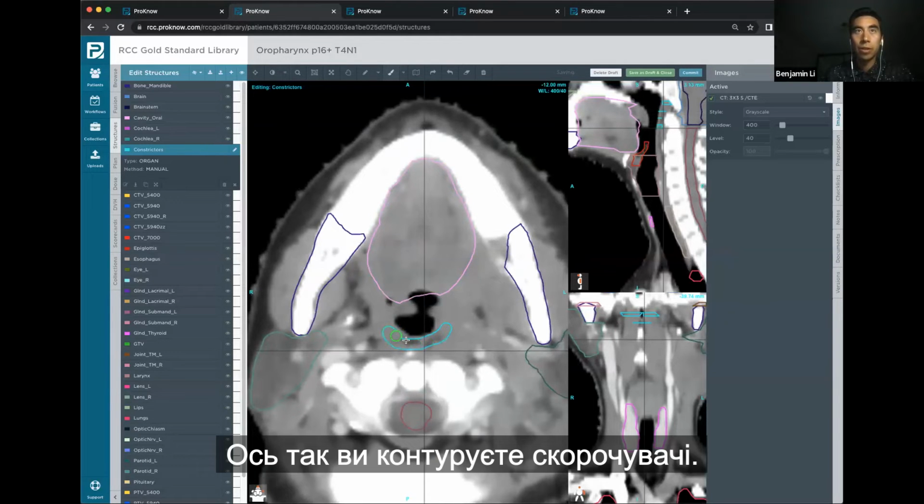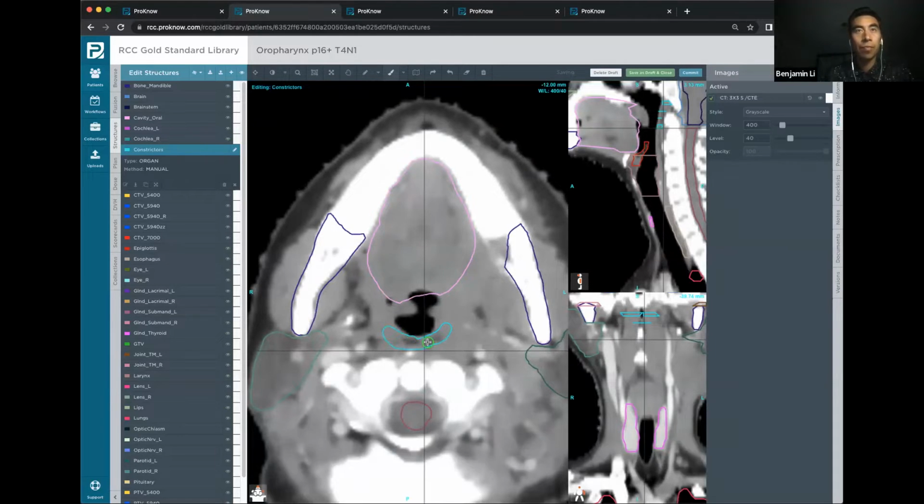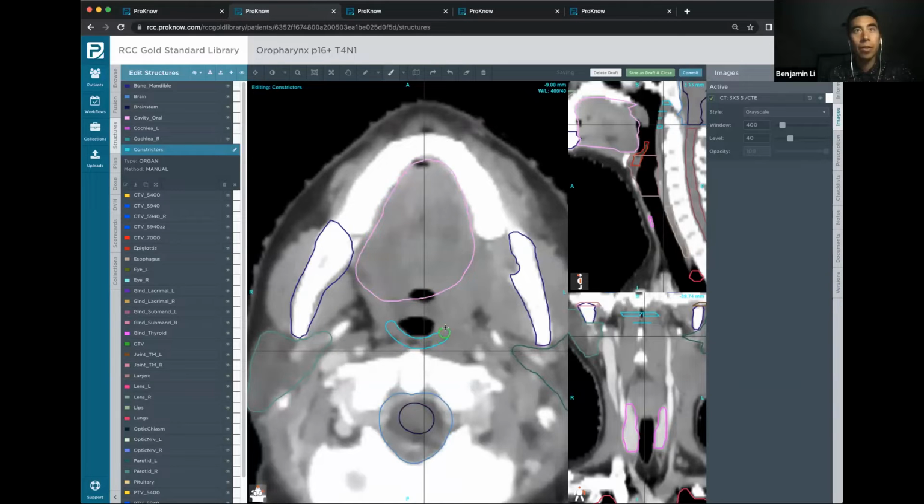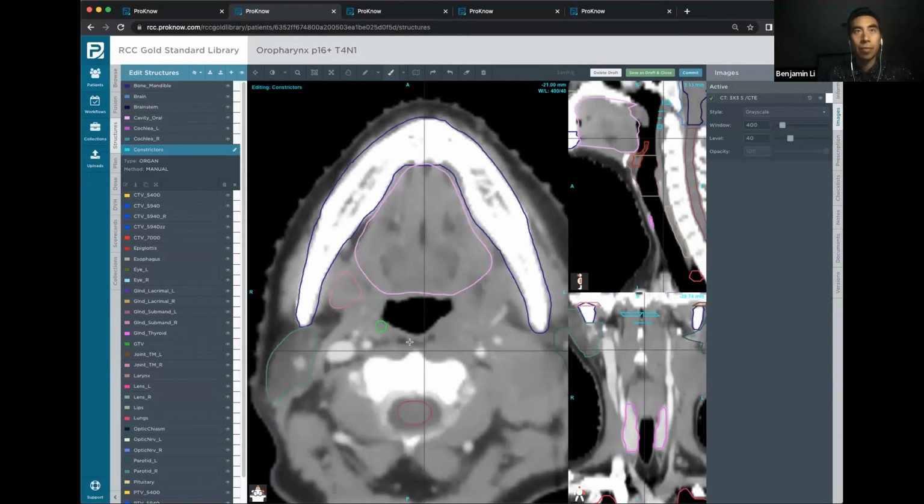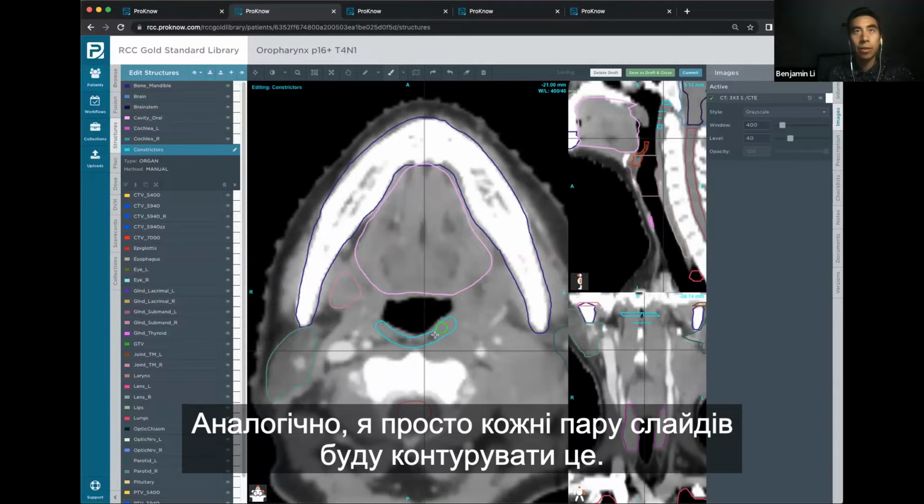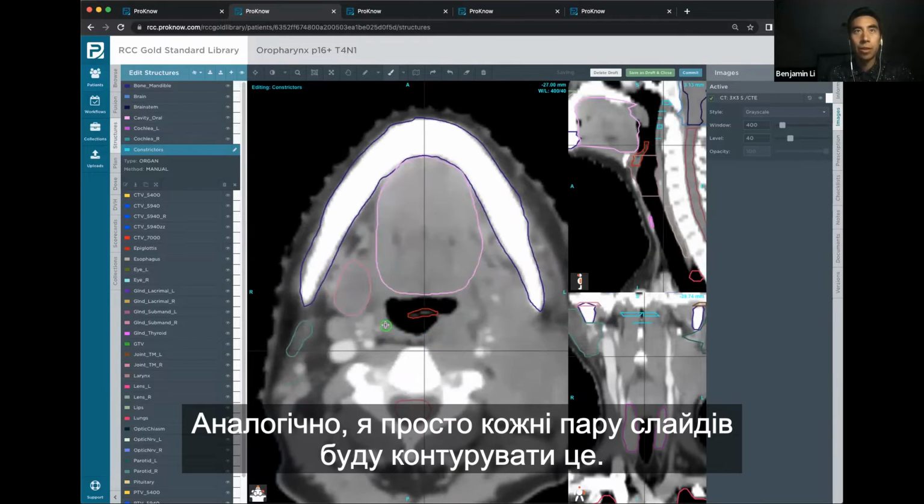So this is how you contour the constrictors. And similarly, I go just every couple of slices, we'll contour this.